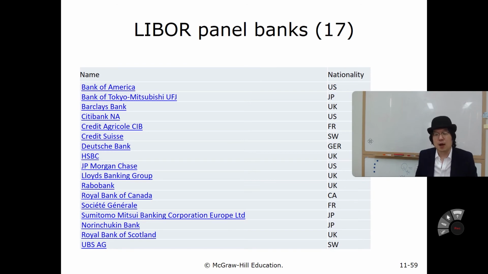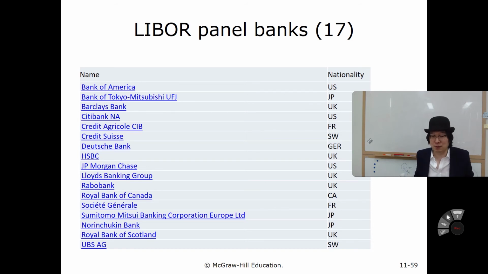Anyway, the LIBOR panel banks these days, 17 of them, are listed on the British Bankers Association website. So Bank of America, U.S. Bank. Okay, isn't it the British Bankers Association? But this is a global banking center, so that's why we have major banks from the US. Tokyo Mitsubishi UFJ, wow, a Japanese bank. Oh, how come? But then, do we have any Chinese bank or any Korean bank? No. Why no? I don't know.